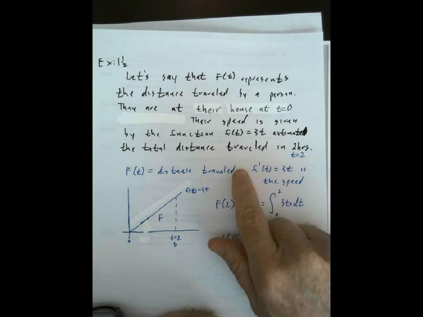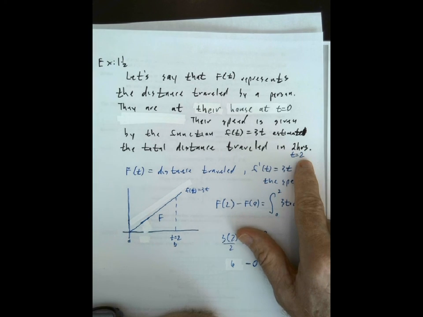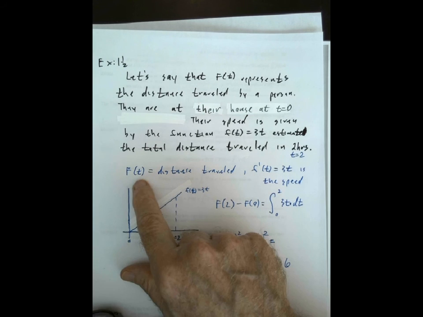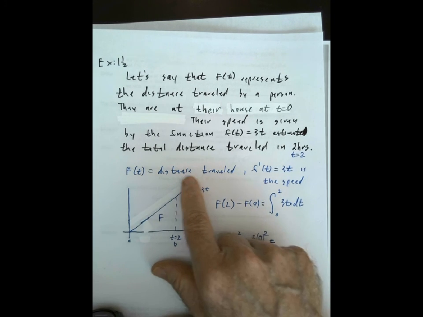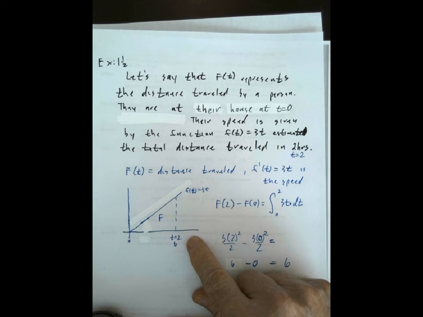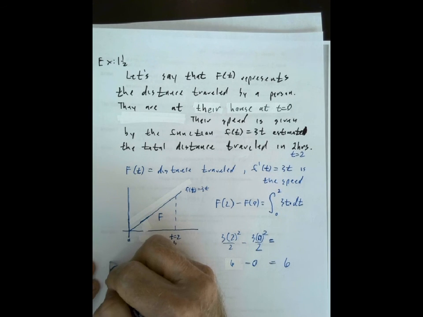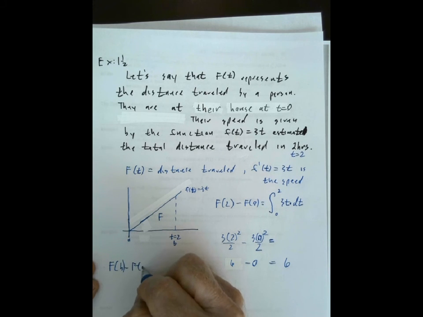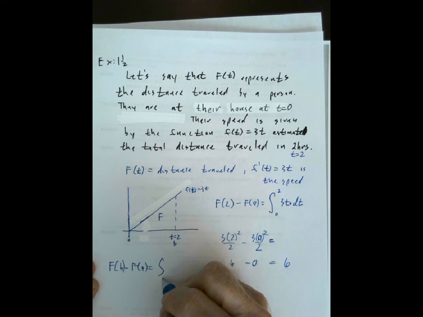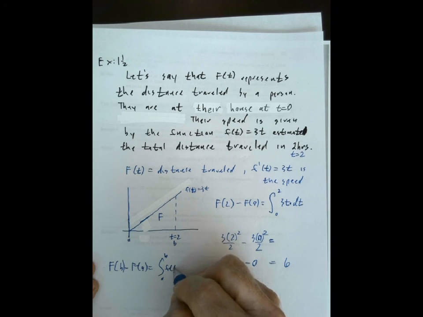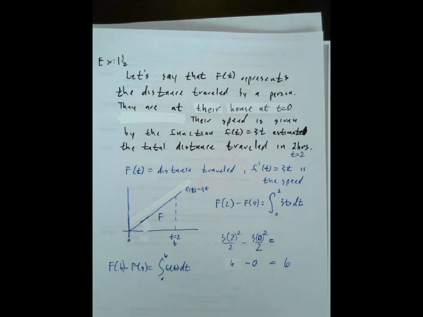Okay, so distance traveled in 2 hours, in other words, after t is equal to 2. Well, capital F of t is going to be the total distance traveled. And I made a little picture of it here. There's t equals 2. And our fundamental theorem says that the total distance traveled, I'm going to write it out here, F of b minus F of a is equal to the integral from a to b of little f of t dt, evaluated from a to b.